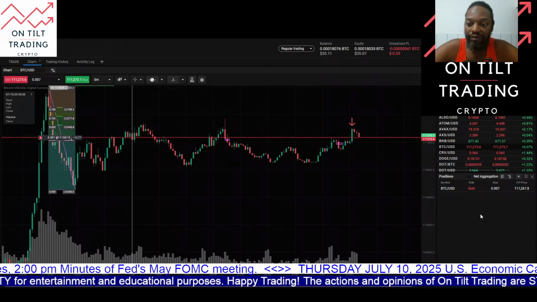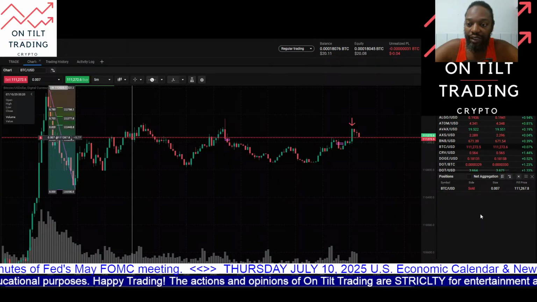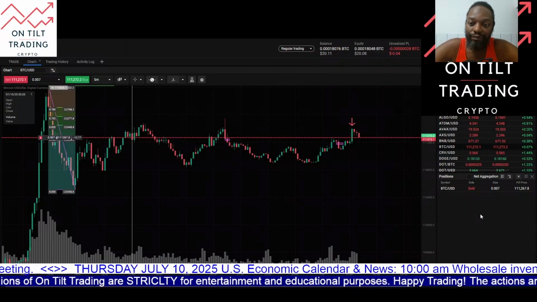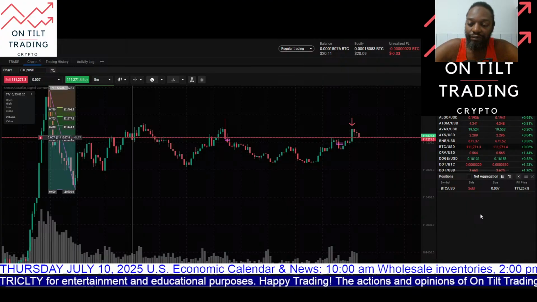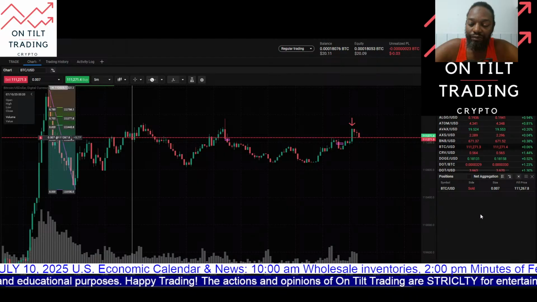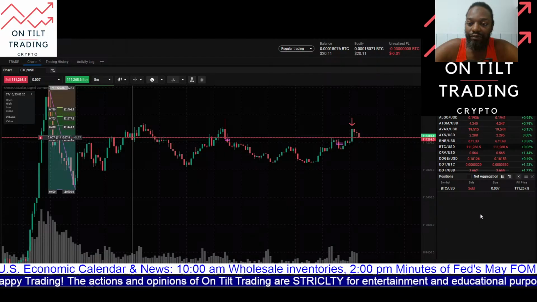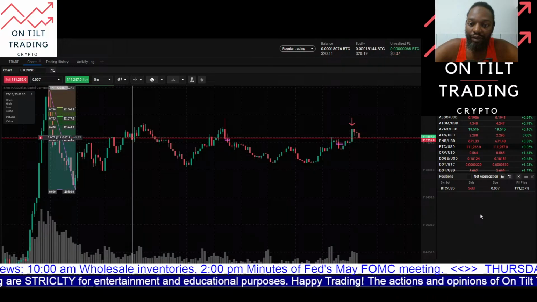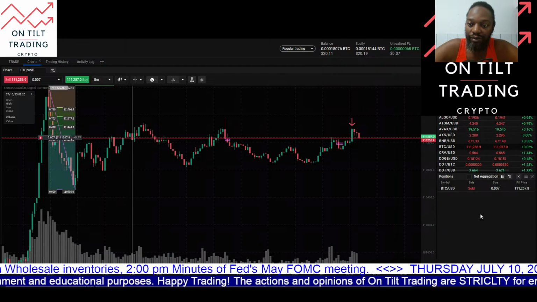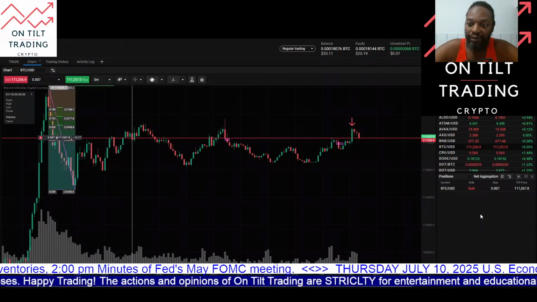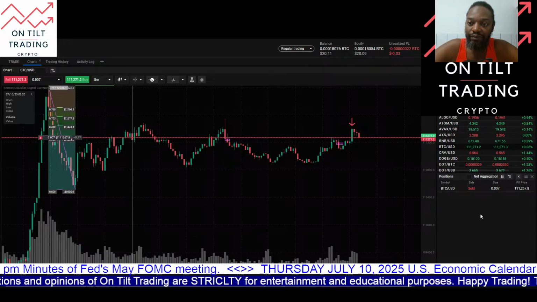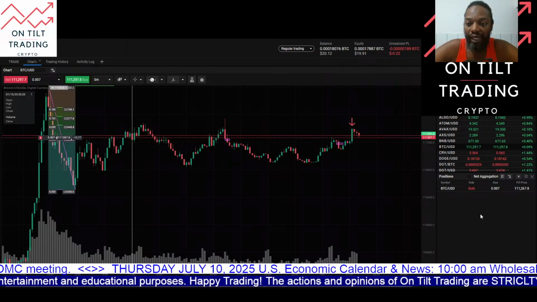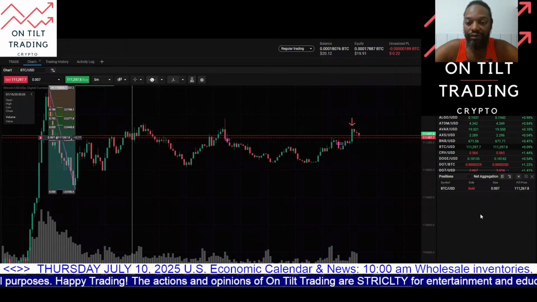Price trading just above my entry and some sell side delivery. And price has traded through my entry, now near the 111,250 level. And consolidating back near the 111,300 level, getting a reaction off of the 111,250 level.